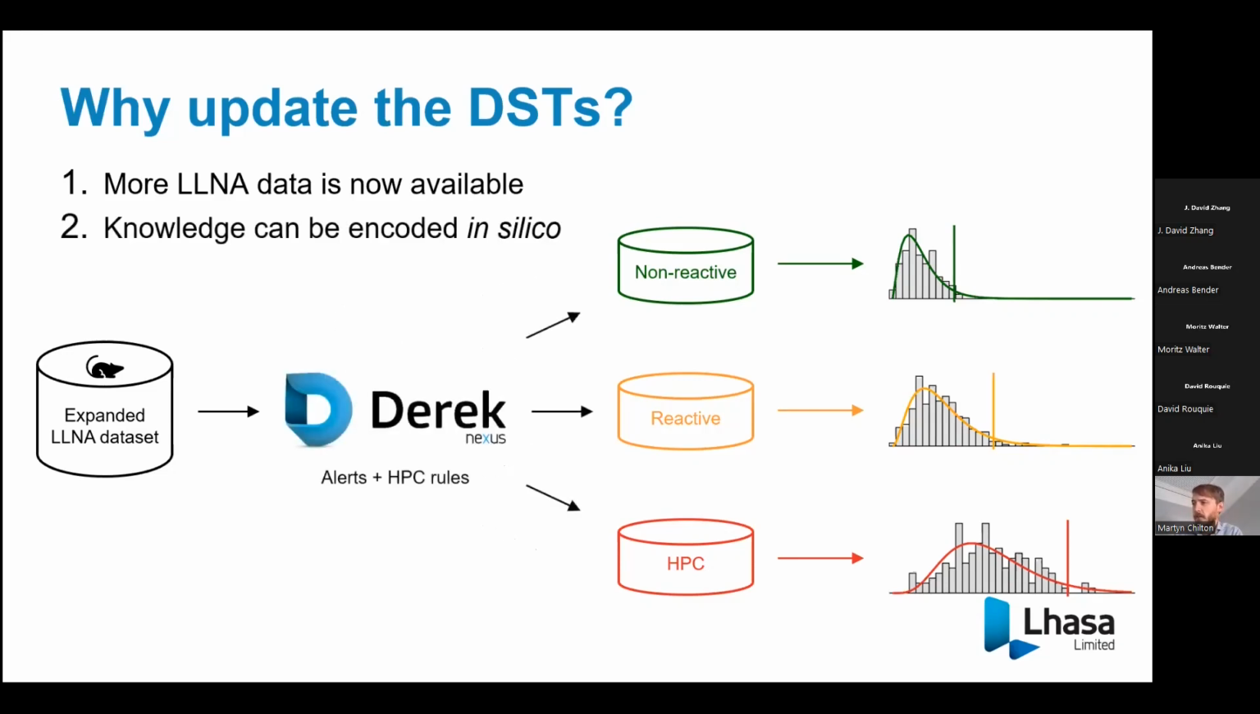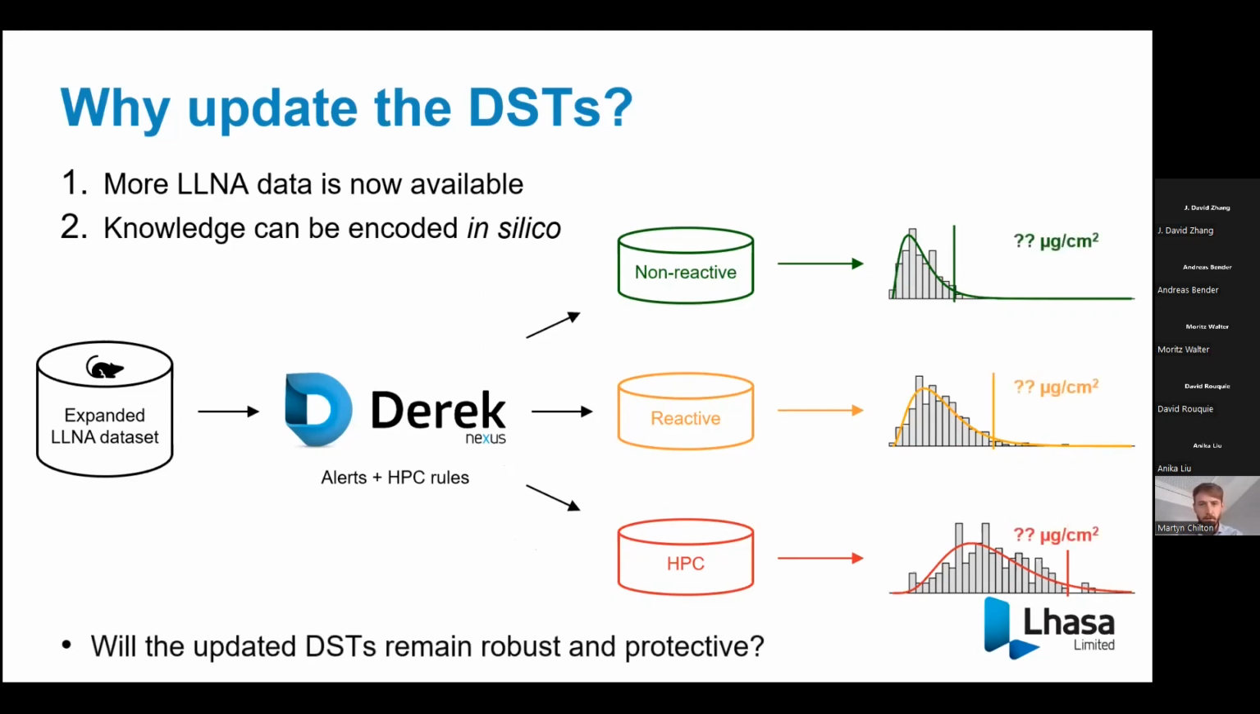And the second consideration is that the knowledge needed to classify a chemical into its reactivity can be encoded into in silico models. And that's where the structural alerts in Derek Nexus come in. We already have that body of expert knowledge within our computer system. So we were interested in seeing, could we use an in silico model to help automate this classification step and hopefully make it easier for people to apply this approach? Which then begs the question, if we do those 2 things, what will the updated thresholds be? And will they still be robust and protective for human health? Because I guess those are the key things. If somebody's going to try and use this in a risk assessment, we need to have confidence that it's going to work and work well enough.